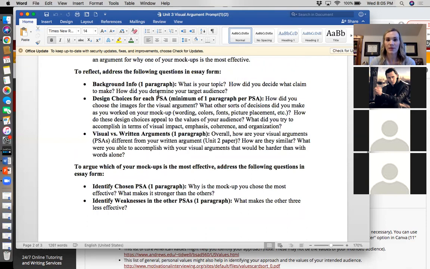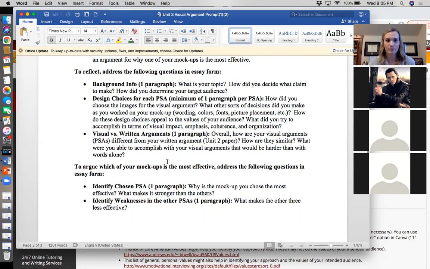Remind the audience what your topic is, how you decided what claim to make, and how you determined your target audience. Depending on how you approach these PSAs, your audience might change per PSA. If that's the case, you're probably going to tell us who your audience is in each PSA that you talk about. If you're using the same target audience, then you'll put that with your background information. If you have different audiences for each PSA, make note of that when you're talking about your design choices for each PSA, because you're probably going to change your designs based off of who your audience is. Okay, does that make sense?